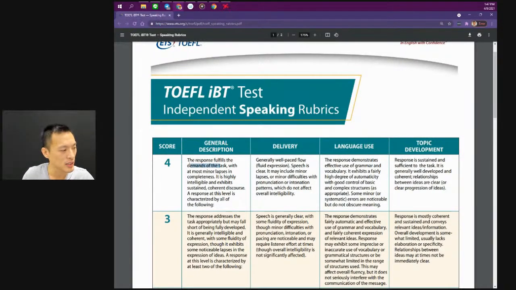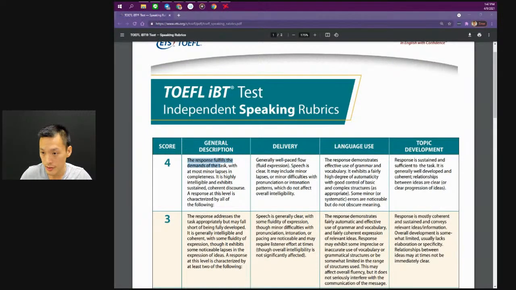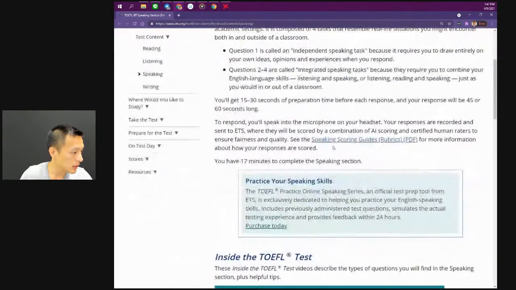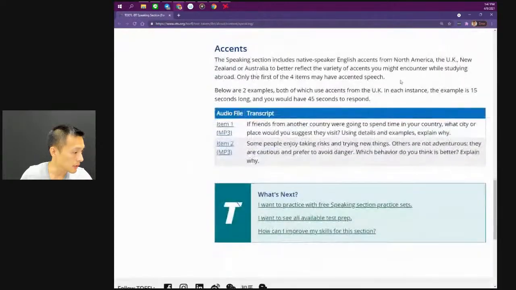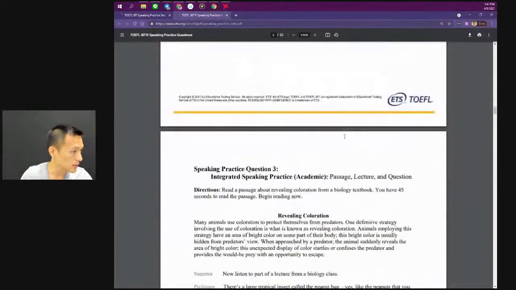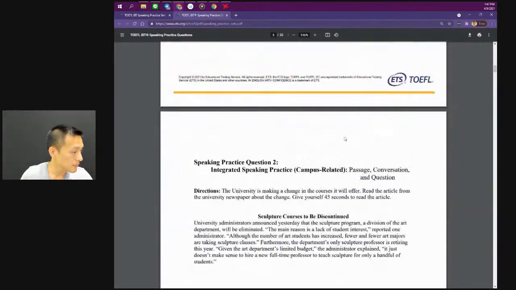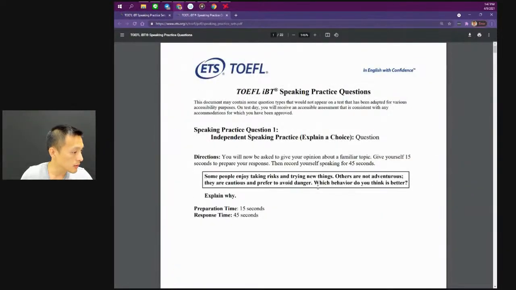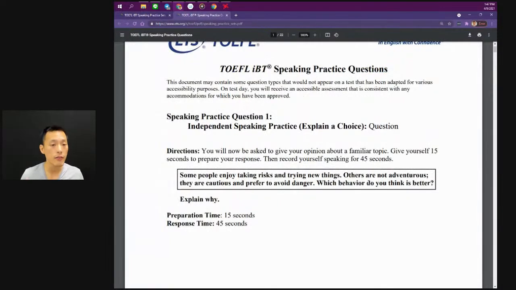He's the budget holder. Anyway, so the response needs to fulfill the demands of the task, right? This is one of the most common mistakes that students make in a standardized test. Let me give you an example from one of the sample tests that they provide. Let's see, I have it somewhere. TOEFL iBT speaking tests. There you go. This one. For example, if you were given this question, right?